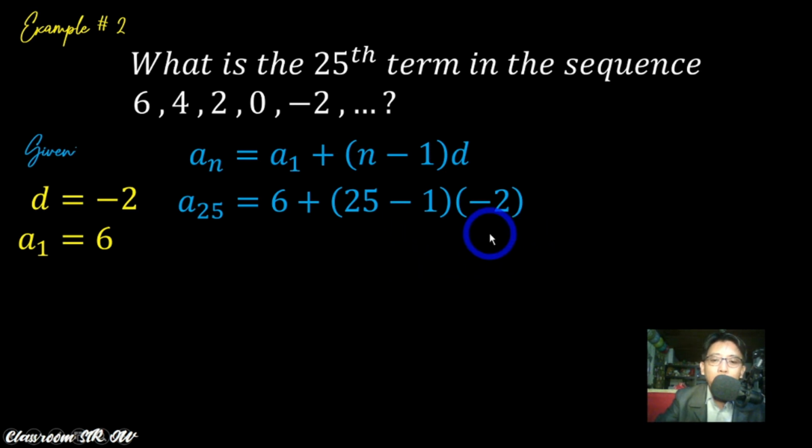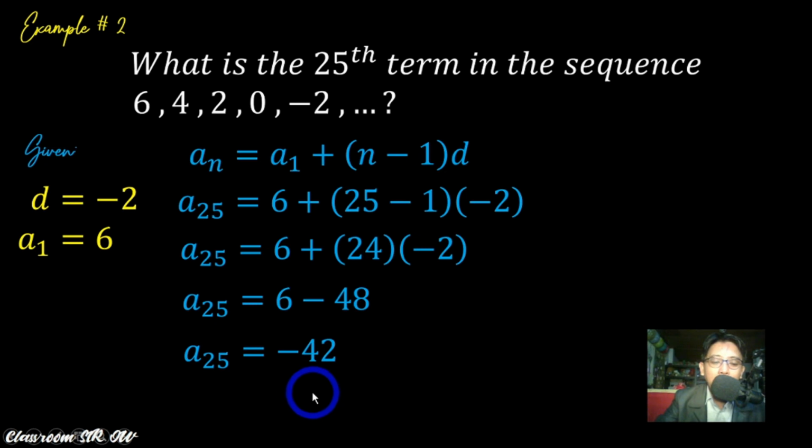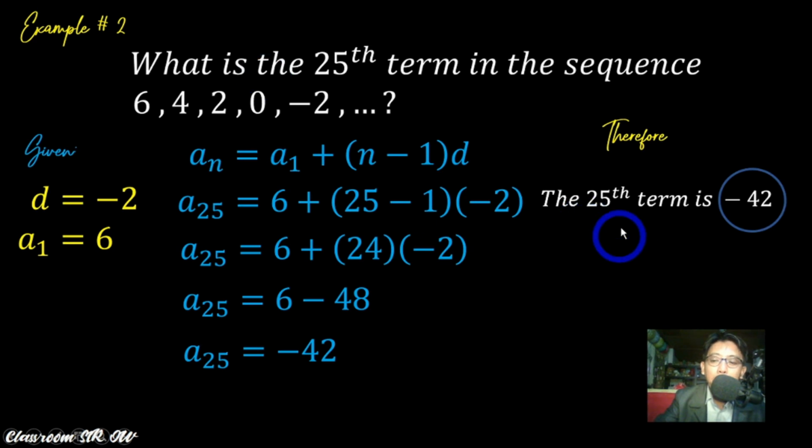So we subtract first 25 minus 1. We have a sub 25 is equal to 6 plus 24 times negative 2. We multiply first 24 by negative 2. That would give us 6 minus 48 because positive 24 times negative 2 is negative 48. 6 minus 48 are unlike signs, so we subtract them. So we have a sub 25 is equal to negative 42. In other words, our 25th term is negative 42.